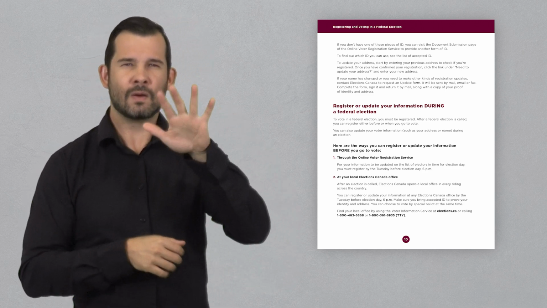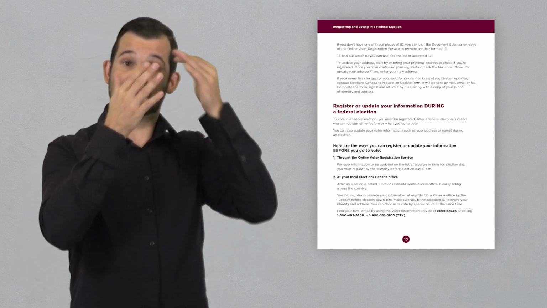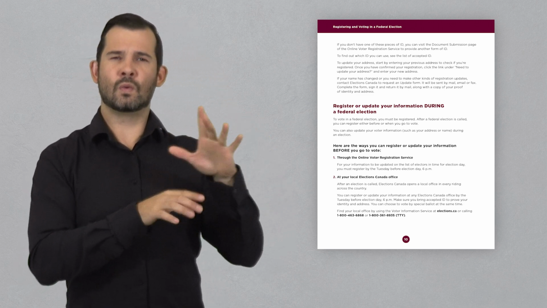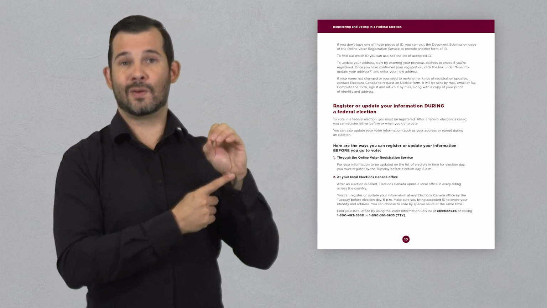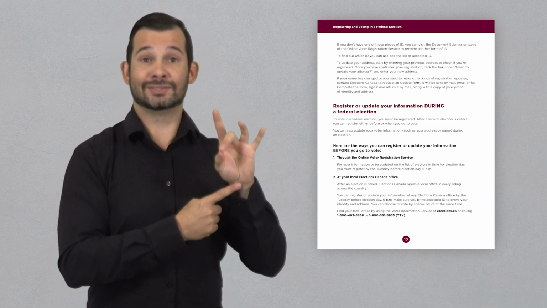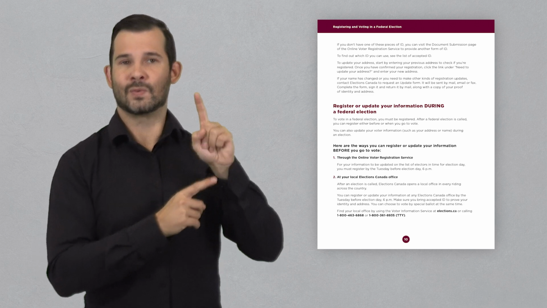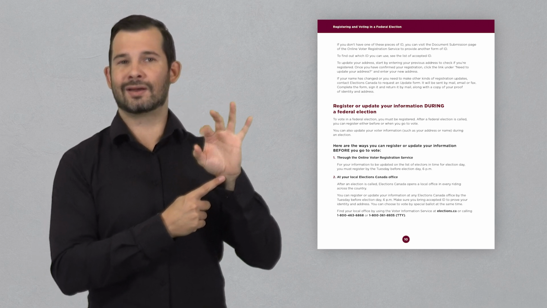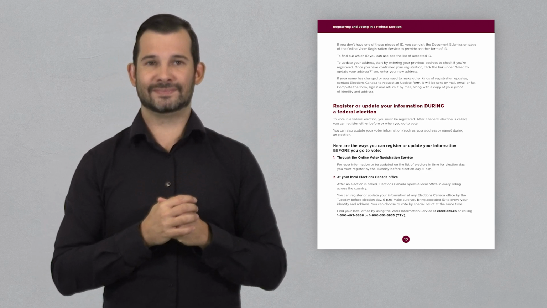Find your local office by using the Voter Information Service at elections.ca or calling 1-800-463-6868 or 1-800-361-8935 TTY.